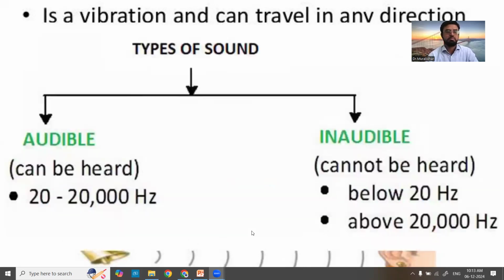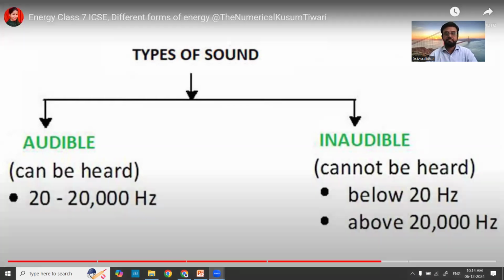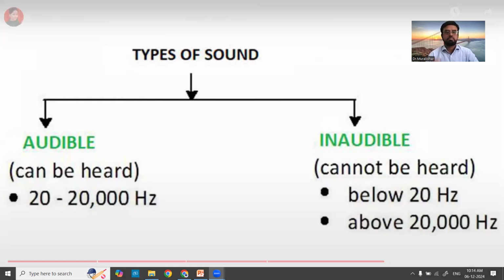But we can hear the sound only when the frequency of the vibration is between 20 Hz and 20,000 Hz. This range is known as the audible range. On the other hand, some animals can hear sounds of vibrations per second above 20,000 Hz also.